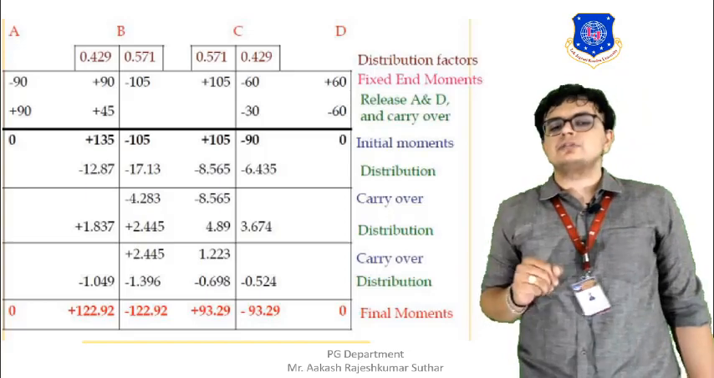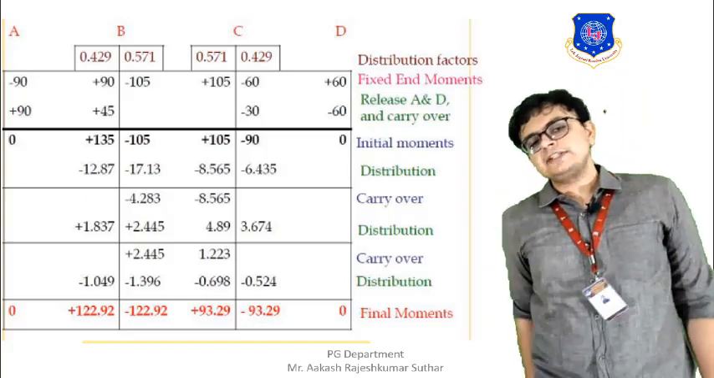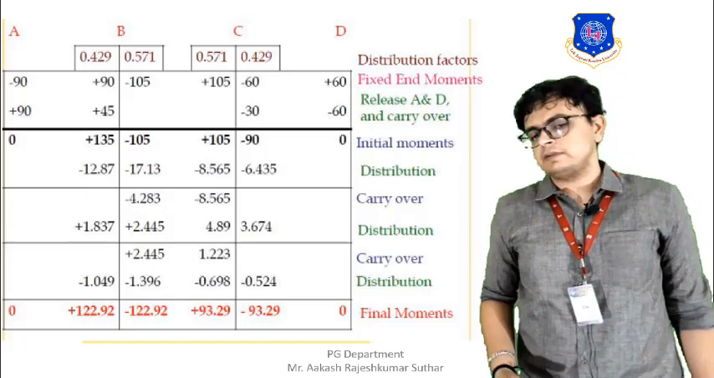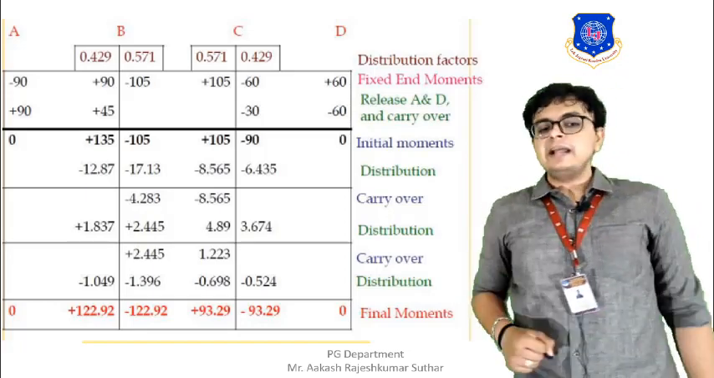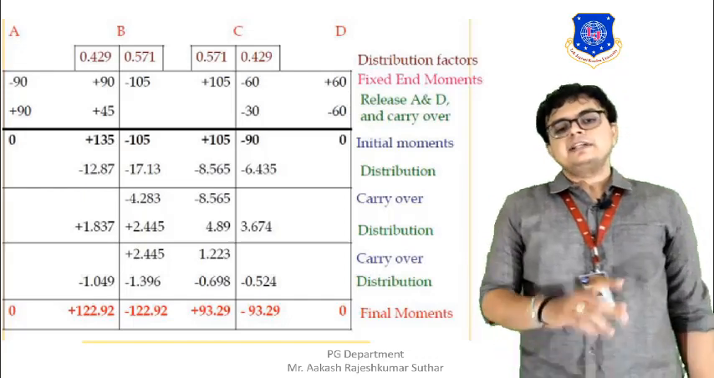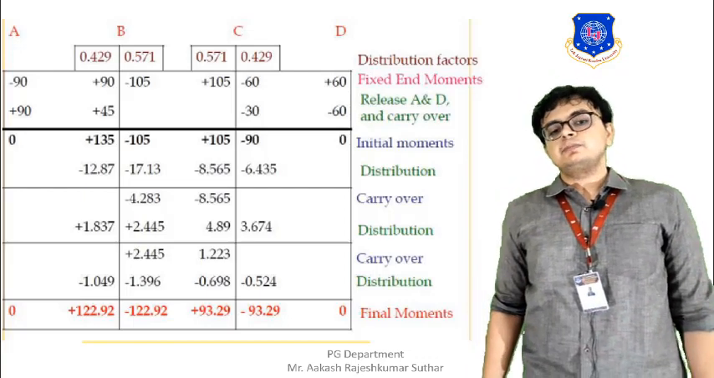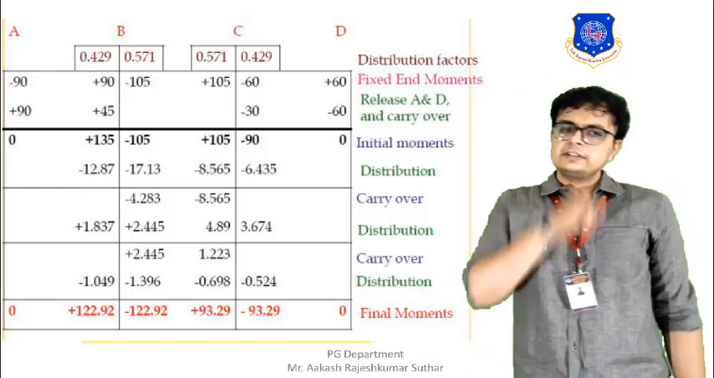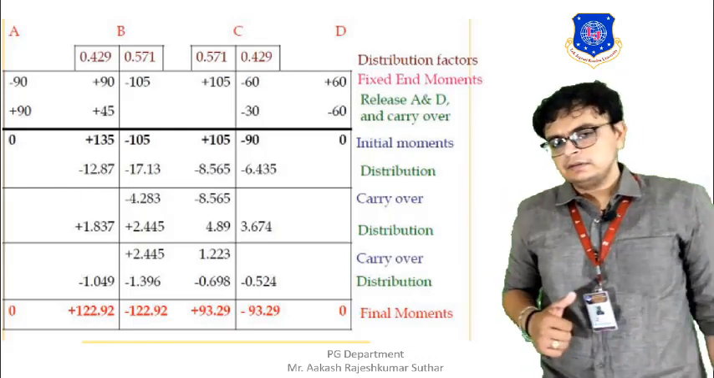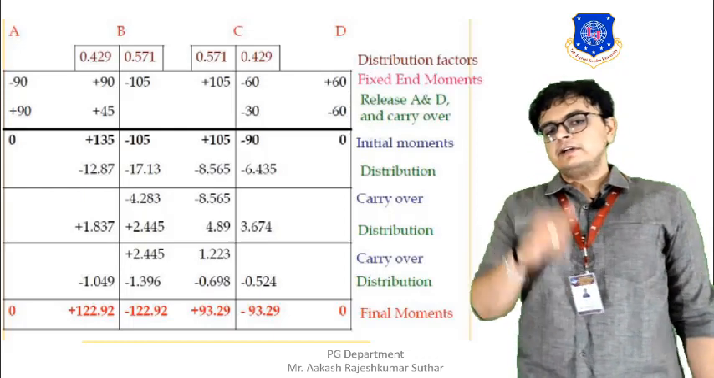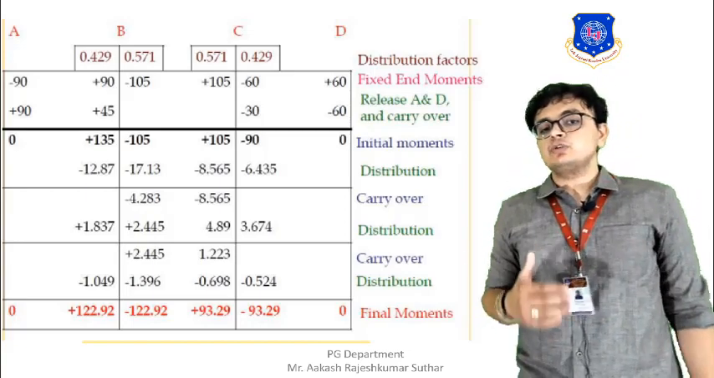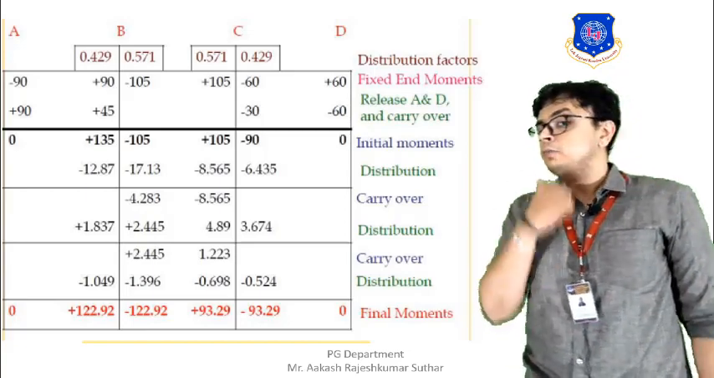Similarly, for BC also, we have the carryover moment of 2.445 and we have to multiply it with the distribution factor of 0.571. So we are getting the value of plus 1.396. While putting it in the table, we have to take minus 1.396 here. Similarly, for C joint also, here we have the carryover of 1.223 kilonewton meter moment. For CB, we have to multiply it with its distribution factor, that is 0.571.